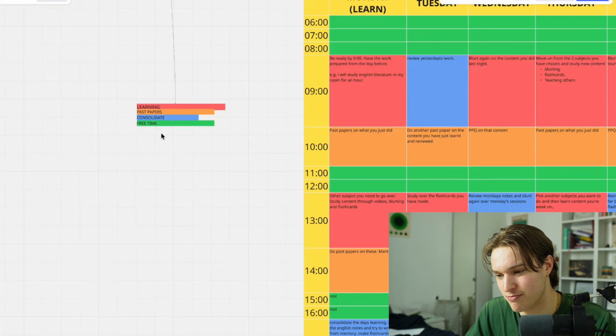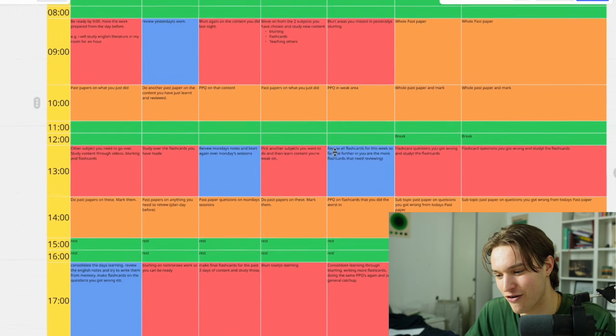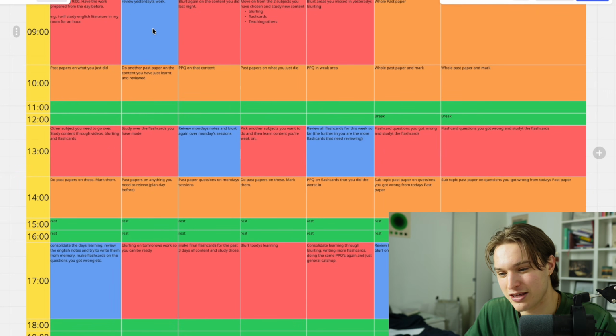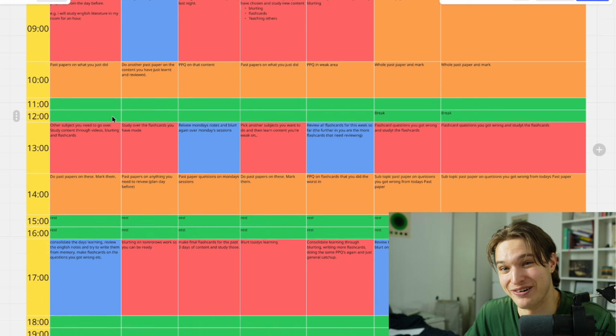Notice this map. It's majority orange. Orange and blue. Orange and blue, and some red, obviously. But do you notice how the blue and the red are the same? Because consolidation is as important as learning. And obviously, orange is the most because past paper questions are the most important thing to do.